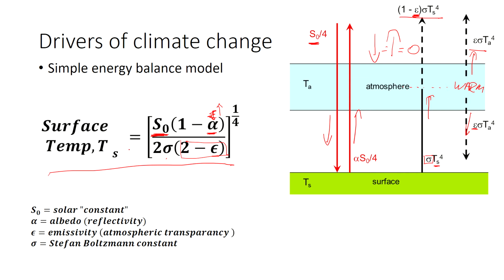And we can see that in our records of past climate change. Any time we've had large ice sheets, the albedo has been high and the planetary temperature has been low.